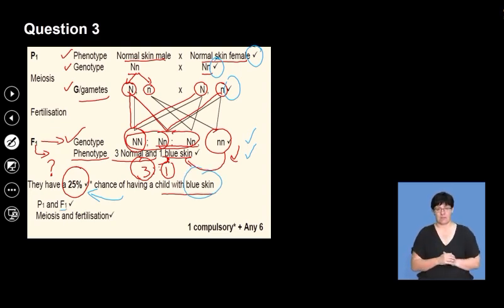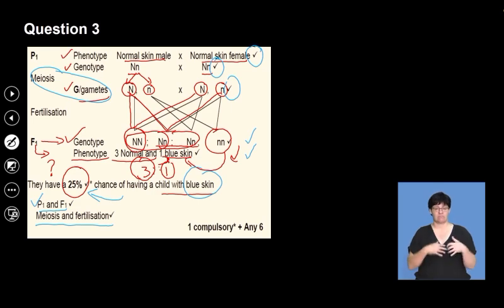And there are marks for showing, as the examiners indicated, the P1 and the F1 generations or the crosses, as well as showing the process of meiosis and fertilization. So meiosis would be the division that we're seeing here resulting in the formation of gametes, and fertilization would be the cross diagram. Right.